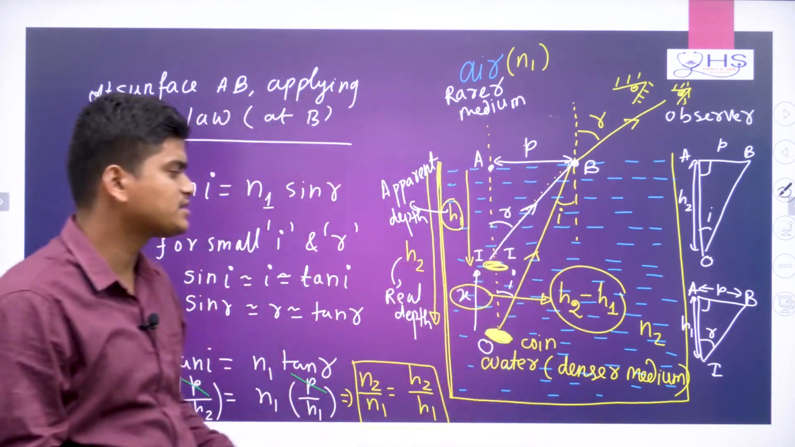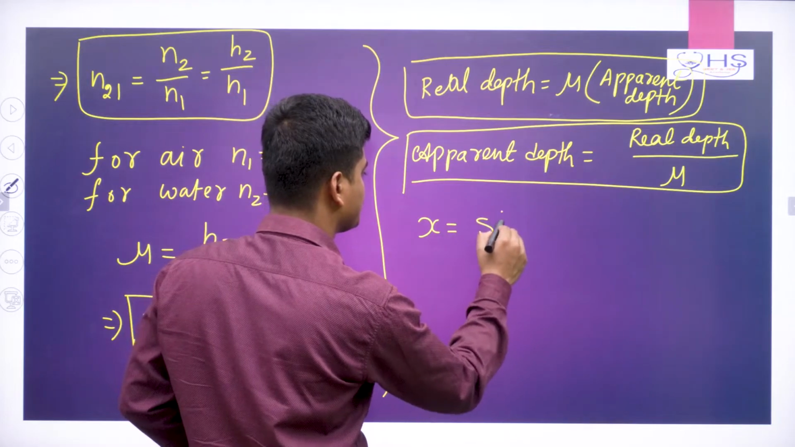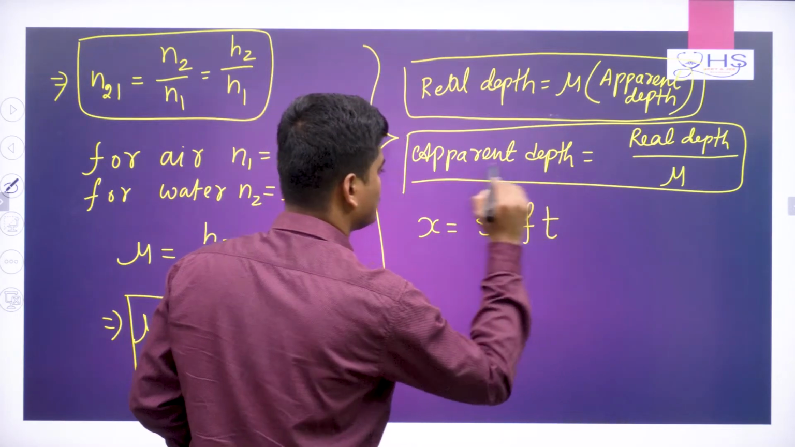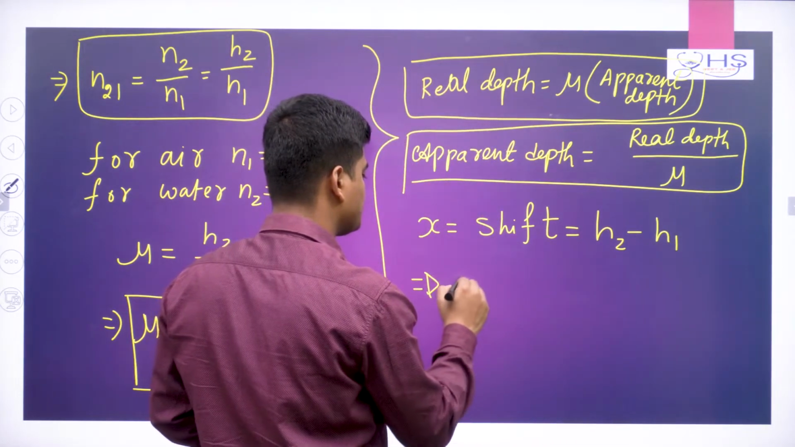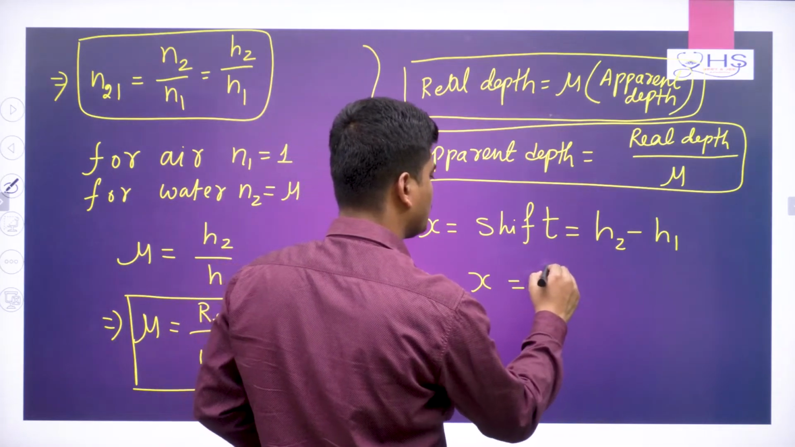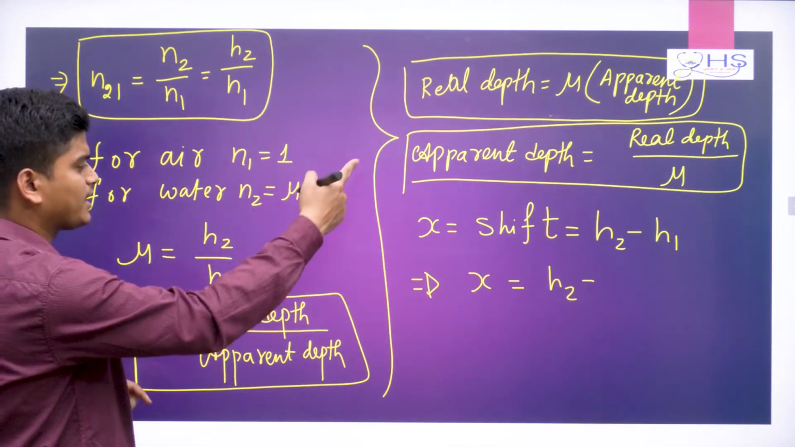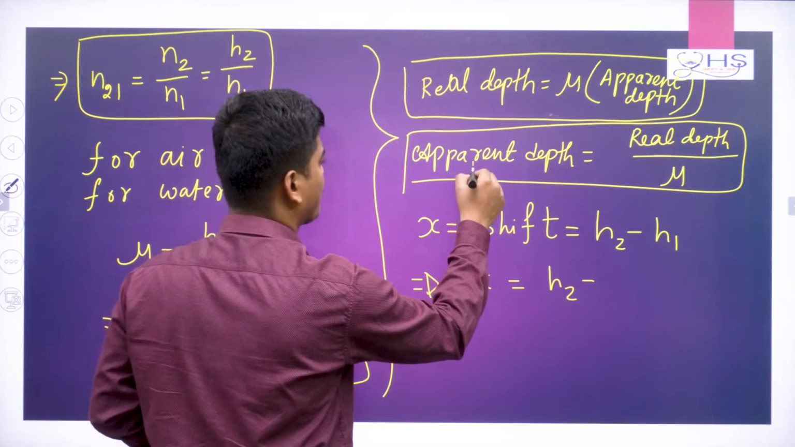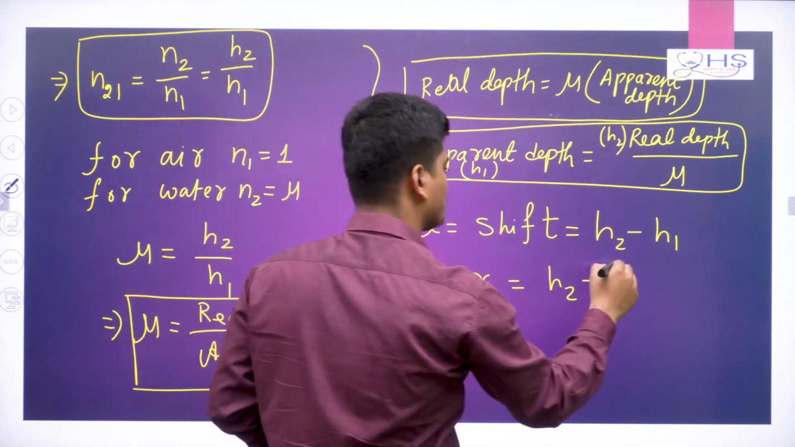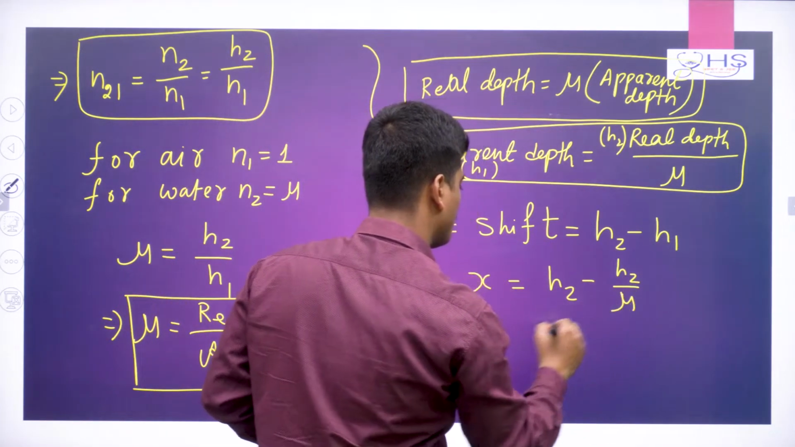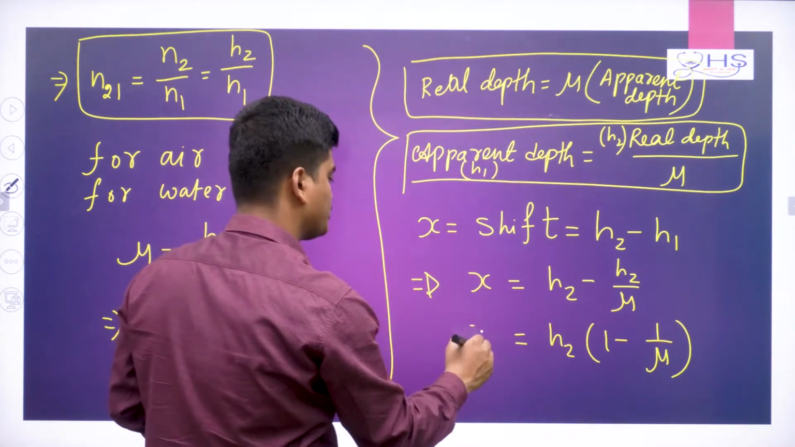So how much is it? H2 minus H1. Here x is the shifting of the coin, so shift equals H2 minus H1. So x equals H2, the real depth, minus h1, and just now you got h1 is the apparent depth. If apparent depth is h1 and real depth is h2, then h1 is nothing but h2 by mu. Now I can take h2 common, then I can write 1 minus 1 by mu. So this is the shift you are getting.